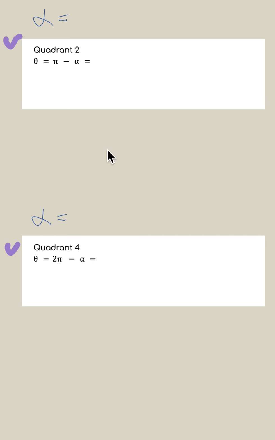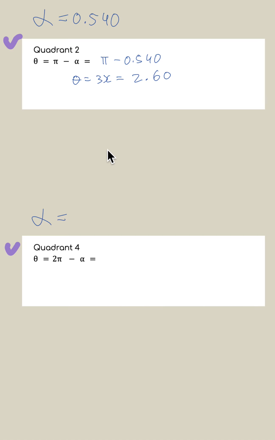Alpha is 0.540. And for quadrant 2, theta is equal to pi minus alpha, so pi minus 0.540. Theta, which is equal to 3x, we just press the calculator, pi minus 0.540. You get 2.60.